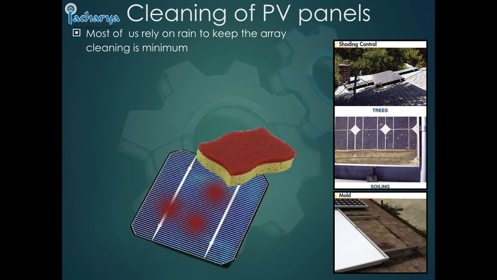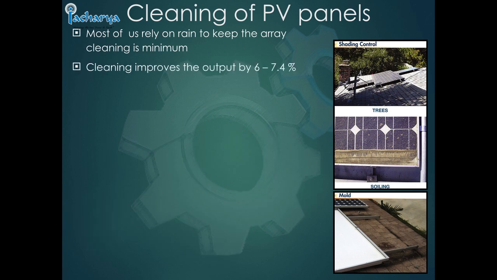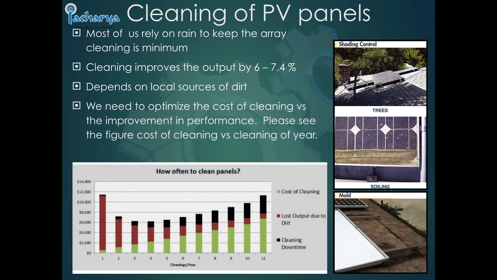Most of us rely on rain to keep the array cleaning to a minimum. Cleaning improves the output by 6 to 7.4%. Cleaning mainly depends on local sources of dirt. We need to optimize the cost of cleaning versus the improvement in performance. Please see the figure: cost of cleaning versus cleaning per year.